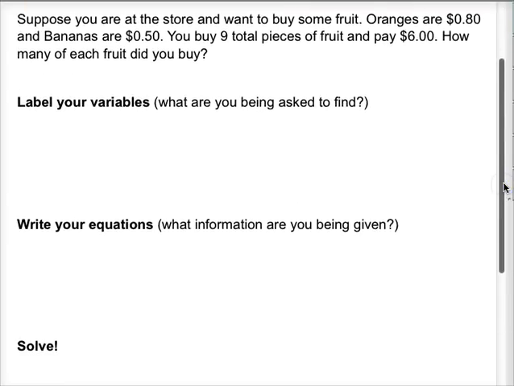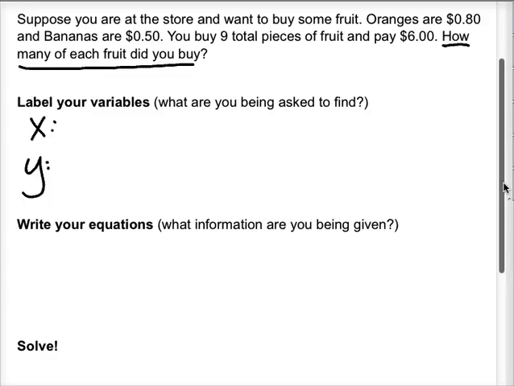So to help you with these, the first thing that I can tell you is you want to label your variables, okay? So for each of these word problems, you're going to need 2 variables. The easiest thing to do is just use X and Y. Okay, so you're going to label those. And the way you label them is always what you're being asked to find. So in this case, look at your question. How many pieces of fruit did you buy?